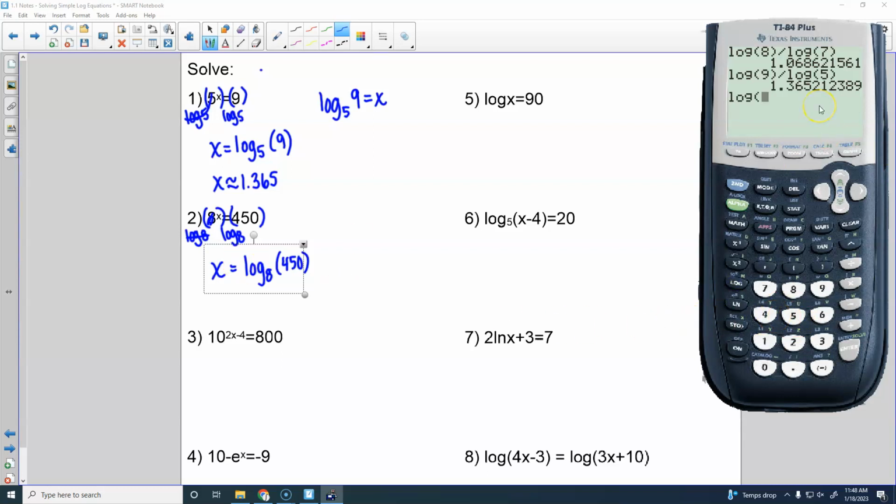If I'm on this calculator, I can't put the base in, so which one do I put on top? The 450 or the 8? 450. So I'll do log 450 divided by log of 8. And that will give me 2.938 approximately.